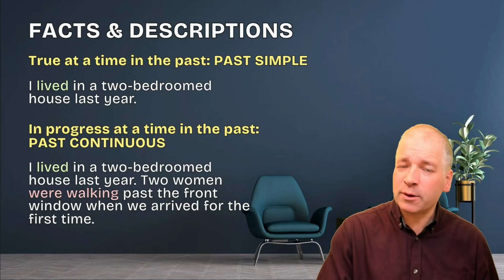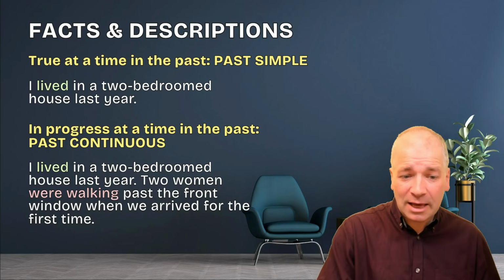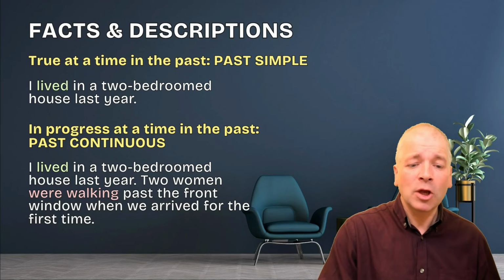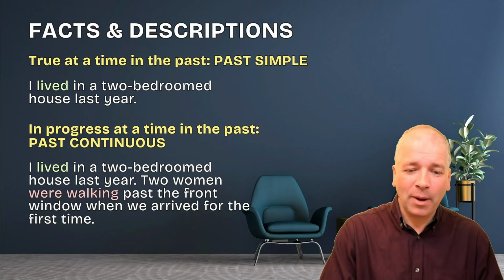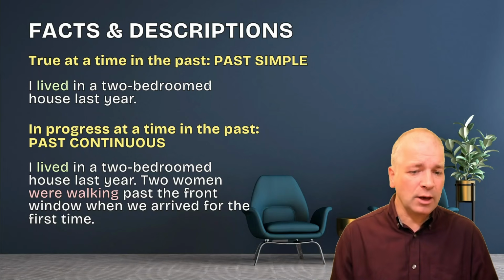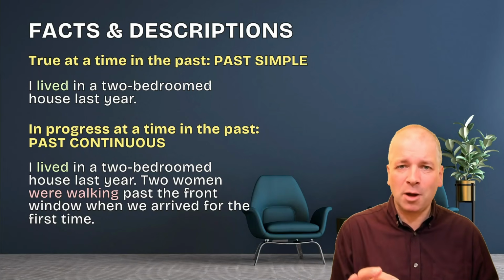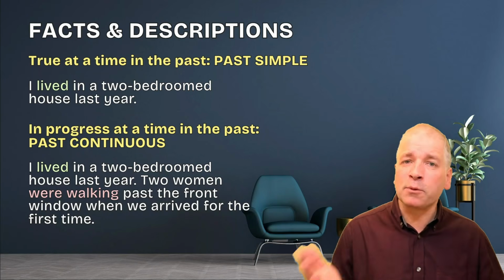With the past continuous, something will be in progress at a time in the past. I lived in a 2-bedroom house last year. 2 women were walking past the front window when we arrived for the first time. So we're focusing on the moment when we arrived for the first time. It's just one moment in the past, and this was in progress.